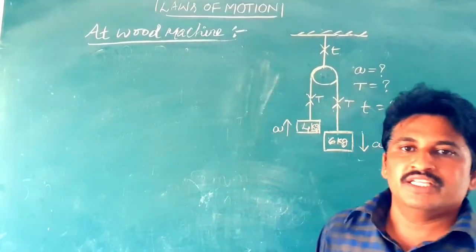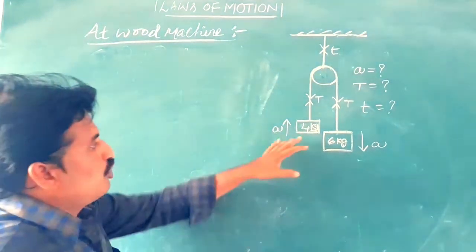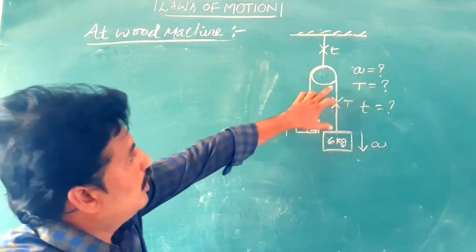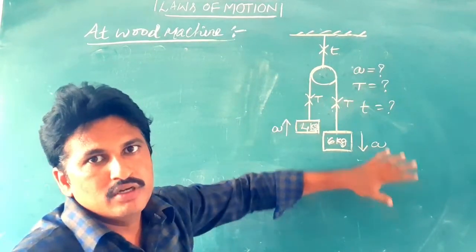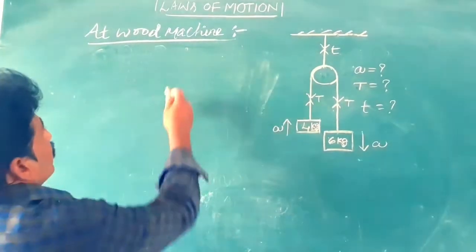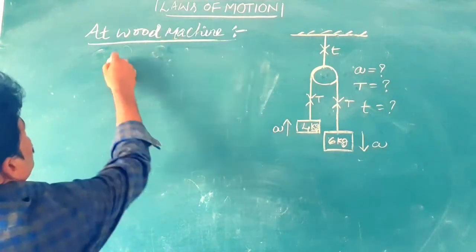Okay, see here. I already told you the advantage of using the Atwood machine: it verifies the laws of motion, moving with constant acceleration. Based on that I already derived the acceleration, tension and small t. So based on those formulas we should now find the values. For that, first the solution.